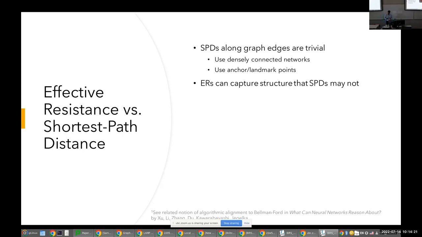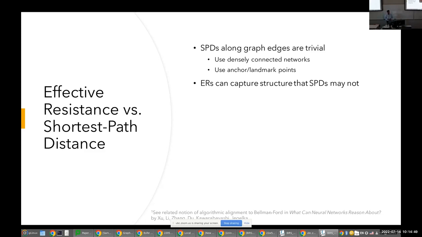I should note that if you're kind of concerned with just the edges of the graph, the original edges, shortest path distances are kind of trivial, right? Because let's look at the unweighted case in which all the edges have the same weight. Then the shortest path distance between two nodes that are endpoints of an edge in your graph is kind of trivial, because you just go along that single edge. In the case of ER, it's not at all trivial, because it uses some kind of global connectivity information.